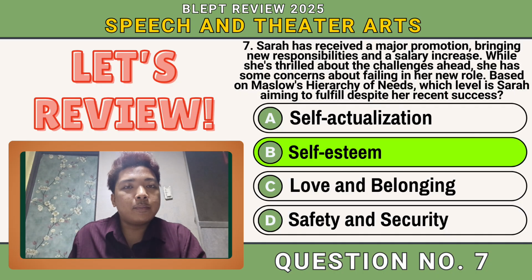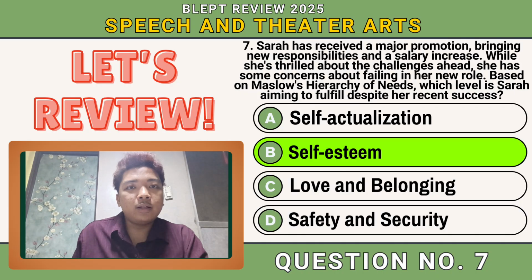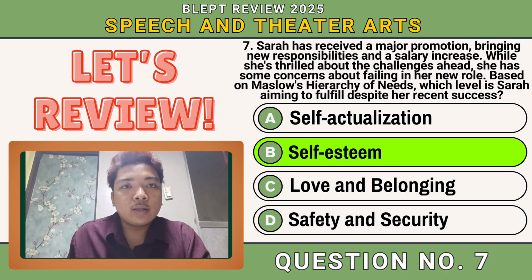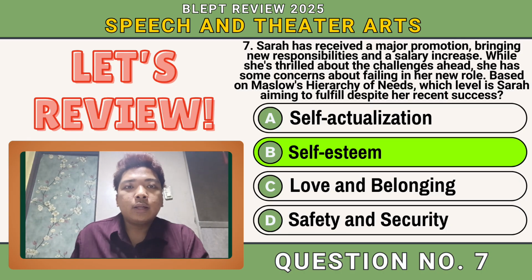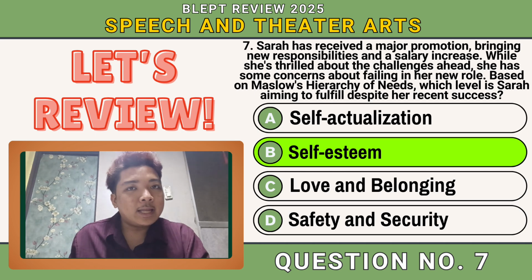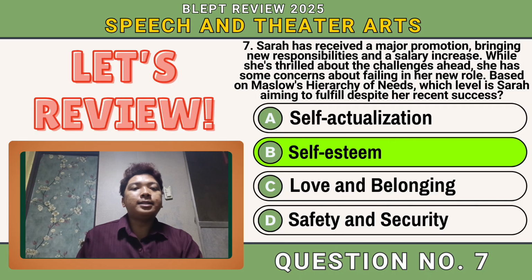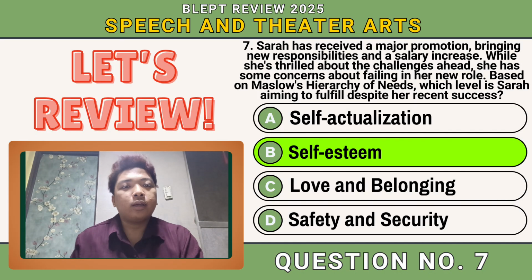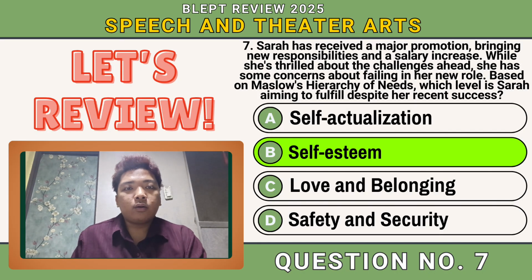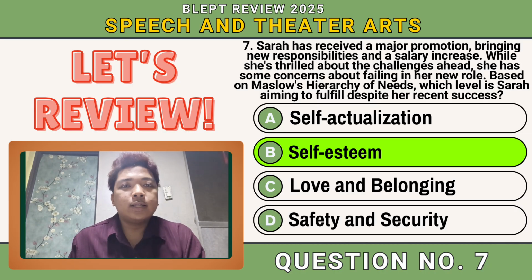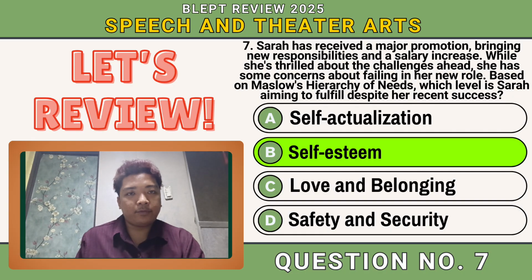Next one is love and belonging. This level is needed for connection, intimacy, and a sense of belonging to a group. This level is not primarily concerned with Sarah's promotion and also social connection. Lastly, we have safety and security. The goal of this level is the basic needs of an individual: physical or emotional safety and stability. In the situation, there is no indication of threat to Sarah's physical safety.